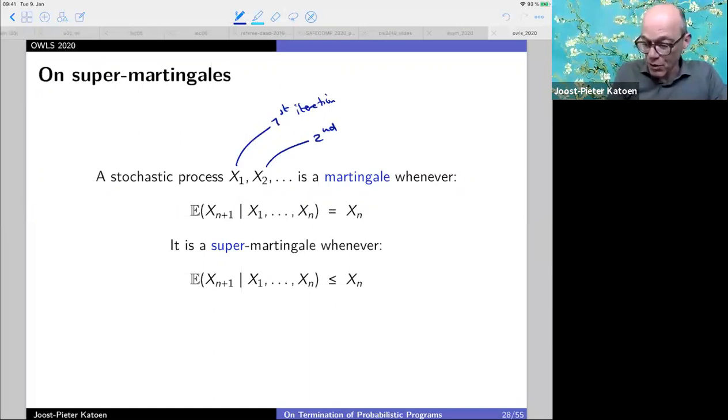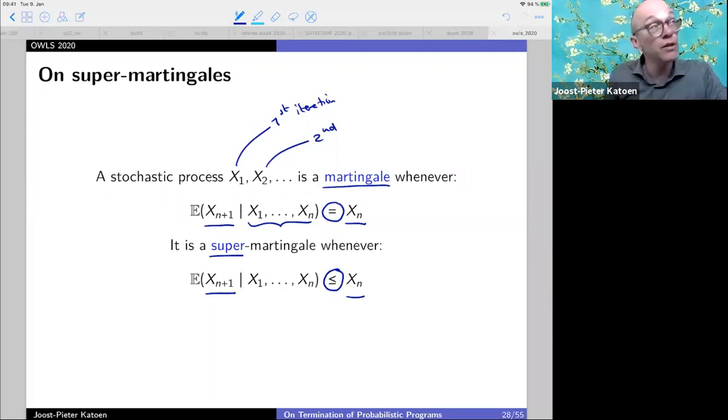Such a stochastic process is called a martingale if the expected value of x at point n plus 1, given the entire history, is the same as the value of xn. So on expectation, x is not changing in one iteration. Typically what you consider is what is called a super martingale, because now you don't have an equality, but an at most, and that means that the expected value of xn plus 1 is at most xn. So on expectation, this stochastic process cannot grow. Good, and this is a concept that is used a lot in proof rules for termination.